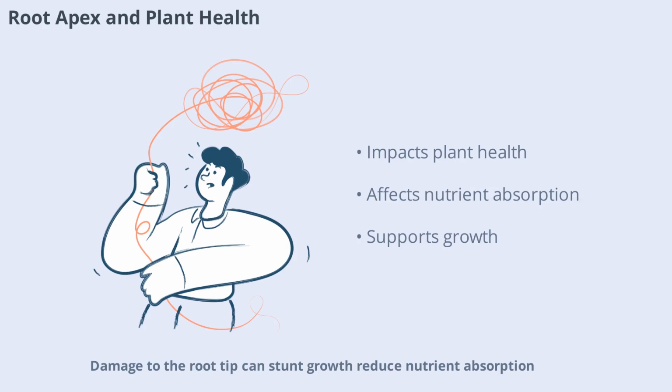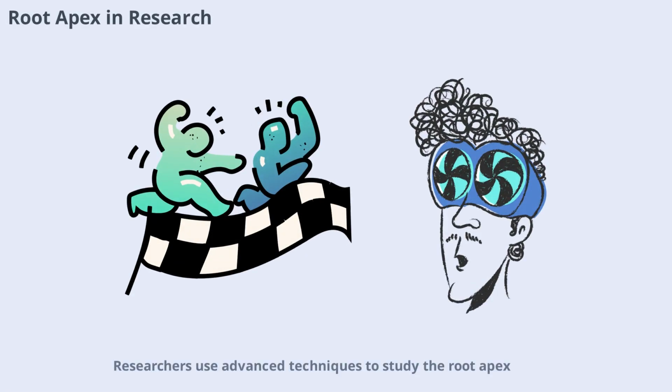Health of the root apex directly impacts the overall health of the plant. Damage to the root tip can stunt growth, reduce nutrient absorption, and make the plant more susceptible to disease. By protecting and supporting the root apex, gardeners and farmers can ensure that their plants remain vigorous and productive throughout the growing season.